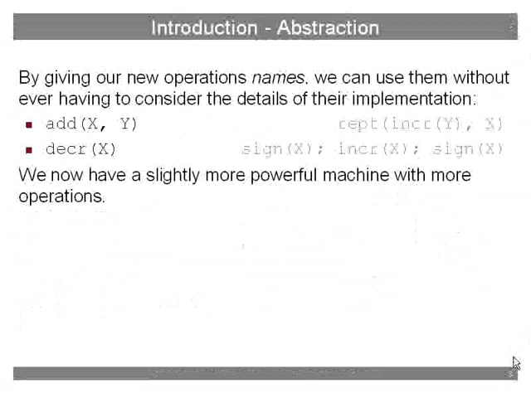Once we've developed these new operations, we would want to give them names. This will be the mechanism that the user of the new operations has to access the operations. For example, we can have add as a function call, or decrement. We now have a slightly more powerful machine that makes use of the new operations. However, the machine itself still only has 4 basic built-in operations.